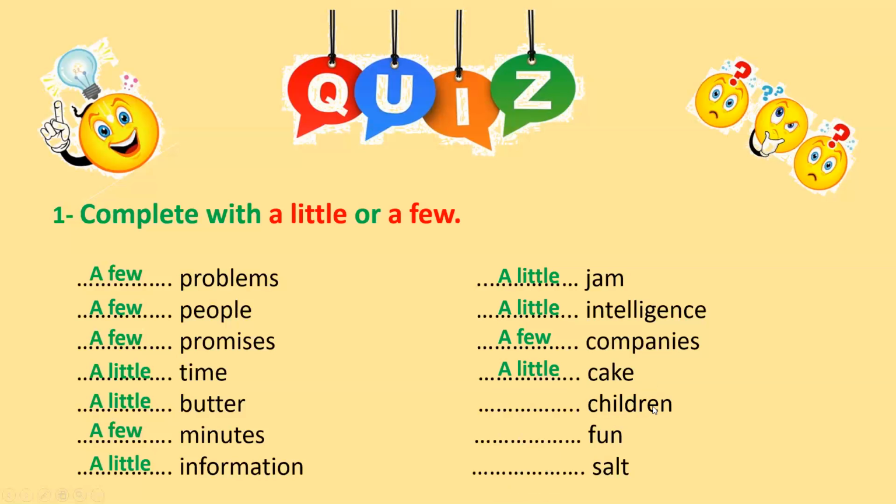Children is an irregular plural. Since it's plural, we put a few children. Fun is an abstract noun. So we put a little fun. Salt is like sugar. It is uncountable. So we put a little salt. Well done.